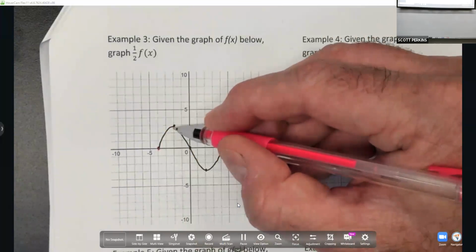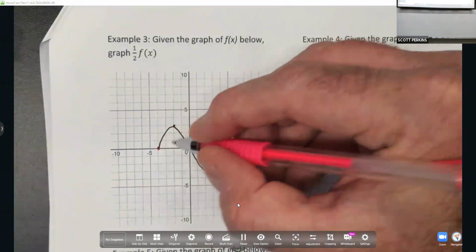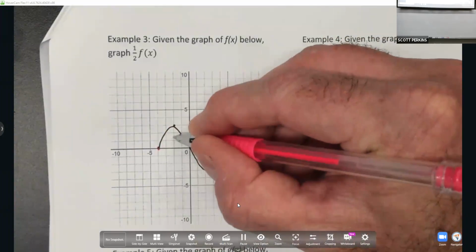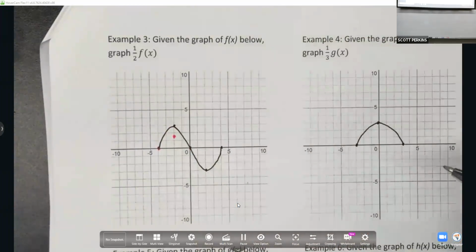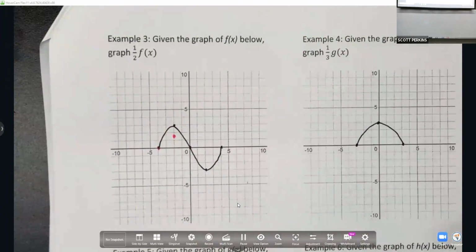And you might say, well, Mr. Perkins, how do I graph that? Well, you just do the best you can. 1.5 means I'm going to go up 1, and then I'm just going to go about halfway between 1 and 2. That's the best we can do with the resolution of this graph. I would never ask you to graph something like 1.875. Can't do that with any sort of accuracy. Okay, so that's the best we can do.